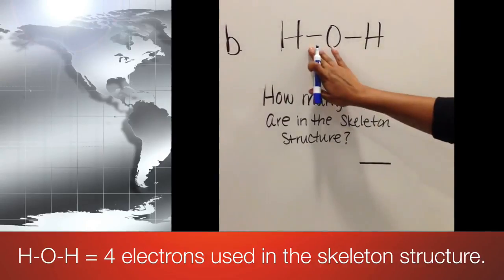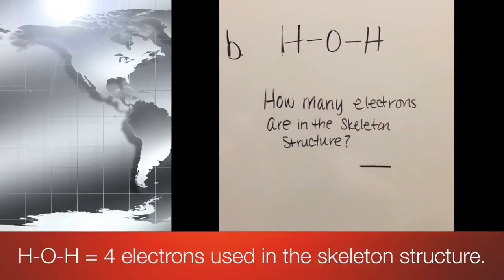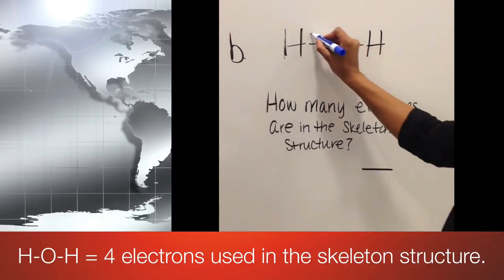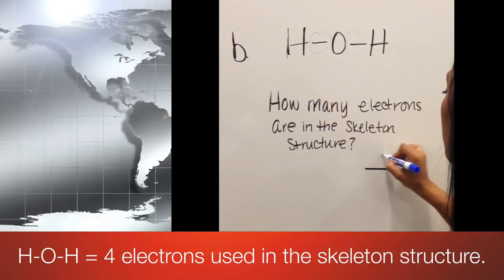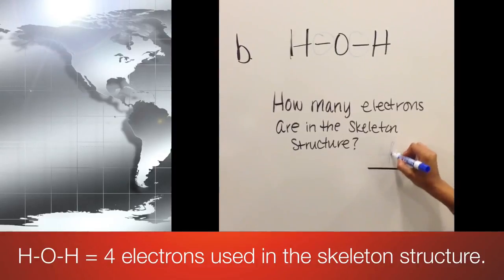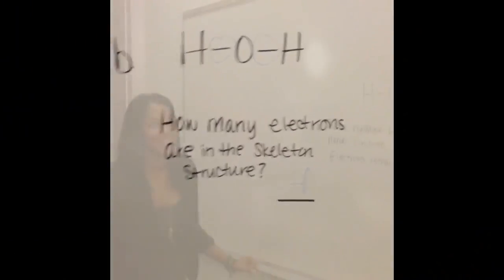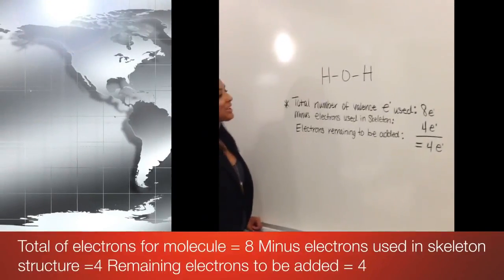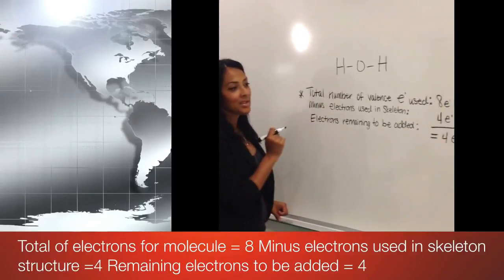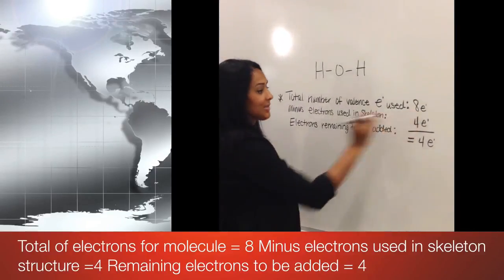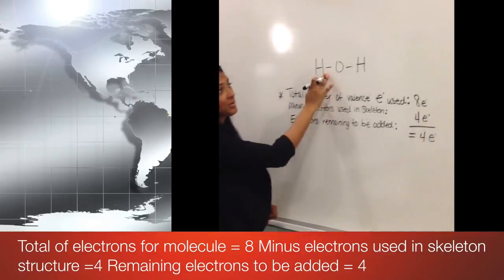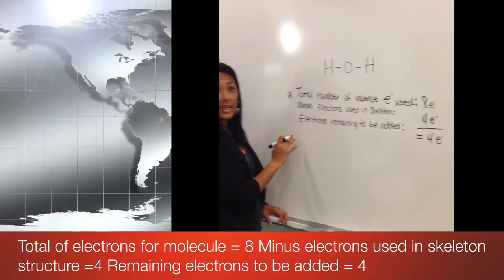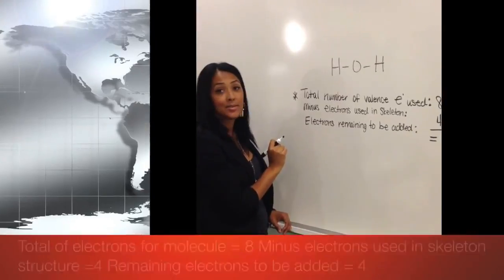Keep in mind that each line represents 2 electrons. If your answer was 4, you are correct. H-O-H. The total number of valence electrons used is 8. Minus the electrons used in the skeleton, we've used 4. The remaining electrons that need to be added is 4.